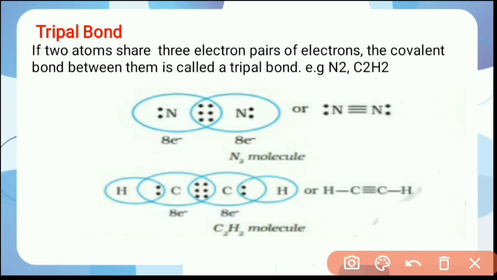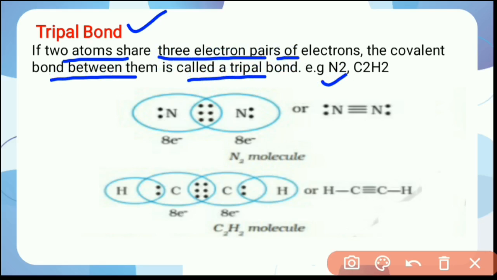The next type of covalent bond is the triple bond. If two atoms share three pairs of electrons, the covalent bond between them is called a triple bond. For example, the N2 molecule and the C2H2 molecule, the ethyne molecule.